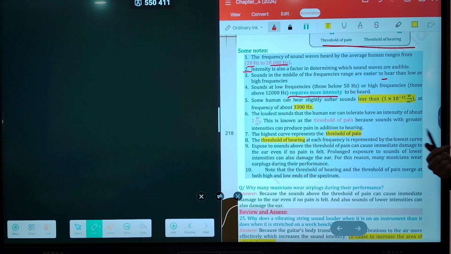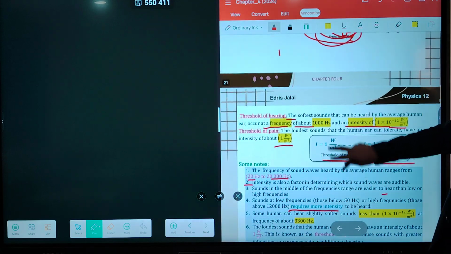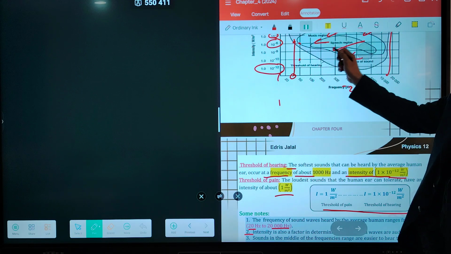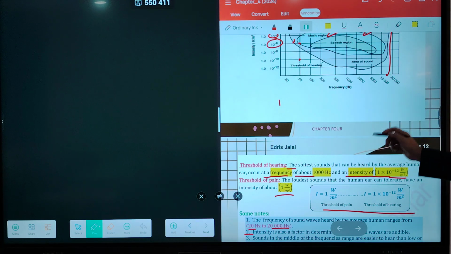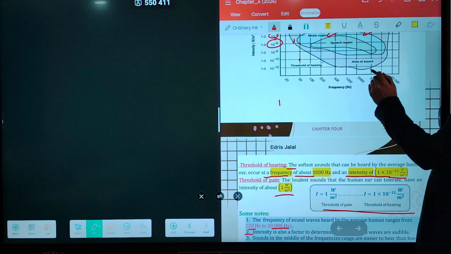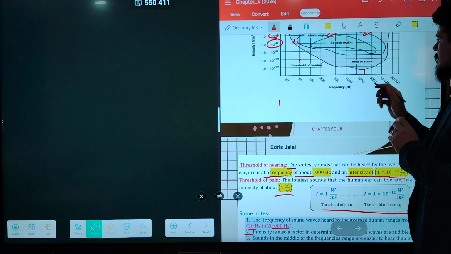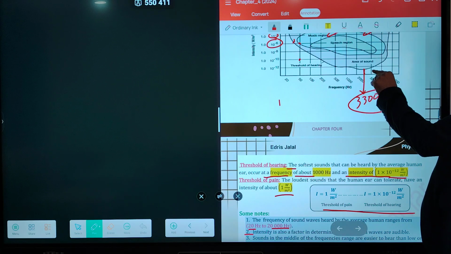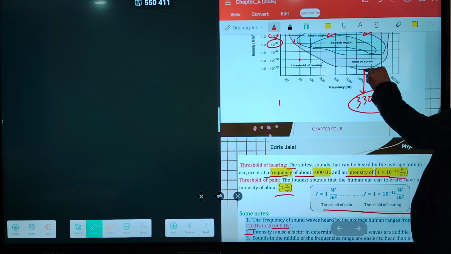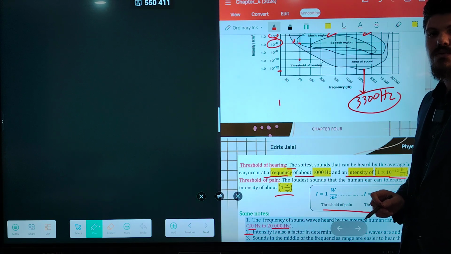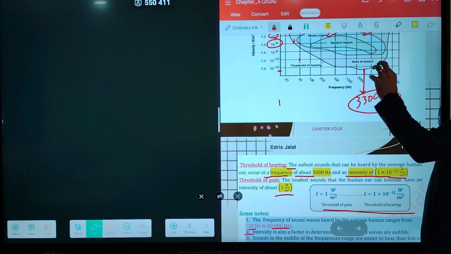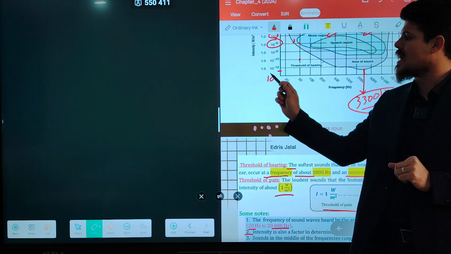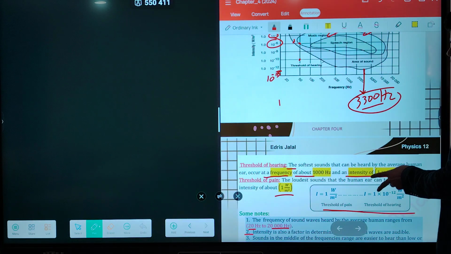Some humans can hear slightly softer sounds. So this is a special case. If you look at the spectrum, guys, the sound at this position is about 3000 hertz. Here the frequency is about 3000 or 3300 hertz. This is a special case, not everybody. Some human ears can detect sound below 10 power negative 12. So people in this range, when they detect the sound at 3300 hertz, require an intensity softer than the threshold of hearing. It should be negative 13, okay?